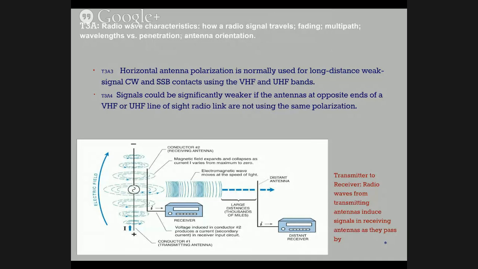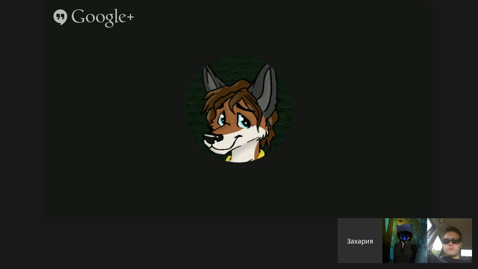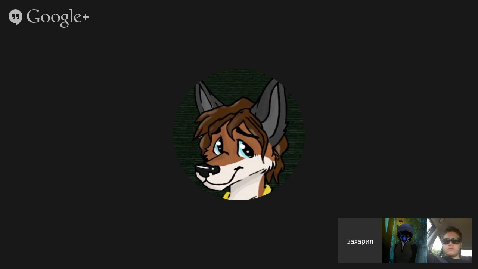3. Horizontal antenna polarization is normally used for long-distance weak signal, CW and single sideband contacts on VHF and UHF. The reason has to do with the way radio waves interact with a ground plane. So antenna polarization is determined by the orientation of the electric field.